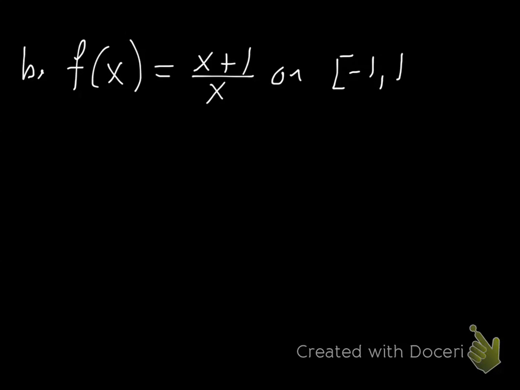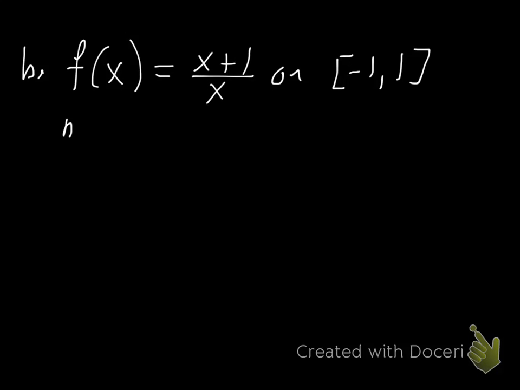All right, let's take a look at another example here where we have another function. f of x is equal to x plus 1 all over x. And we're going to look at it on the interval -1 to 1. So the important thing to remember is not to be carried away with just the mechanics of doing the problem. You have to actually think, does it meet the conditions?